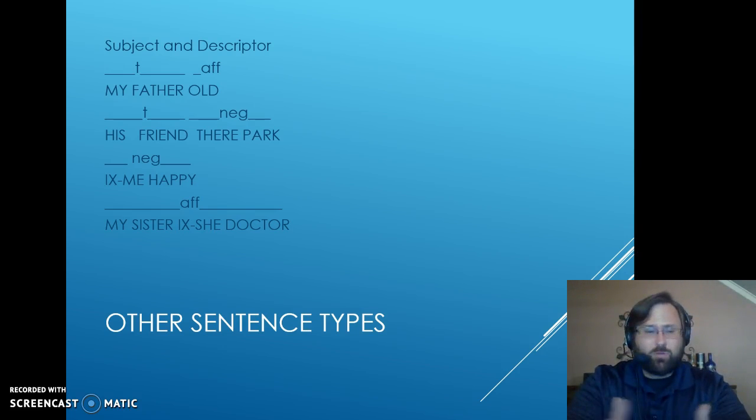And then we have sentences where the subject is followed by a descriptor that's an adjective. In this sentence, the subject is not set apart as a topic, and that's okay. But it's all part of the main sentence with a negation over it. So the sentence is, I am not happy.